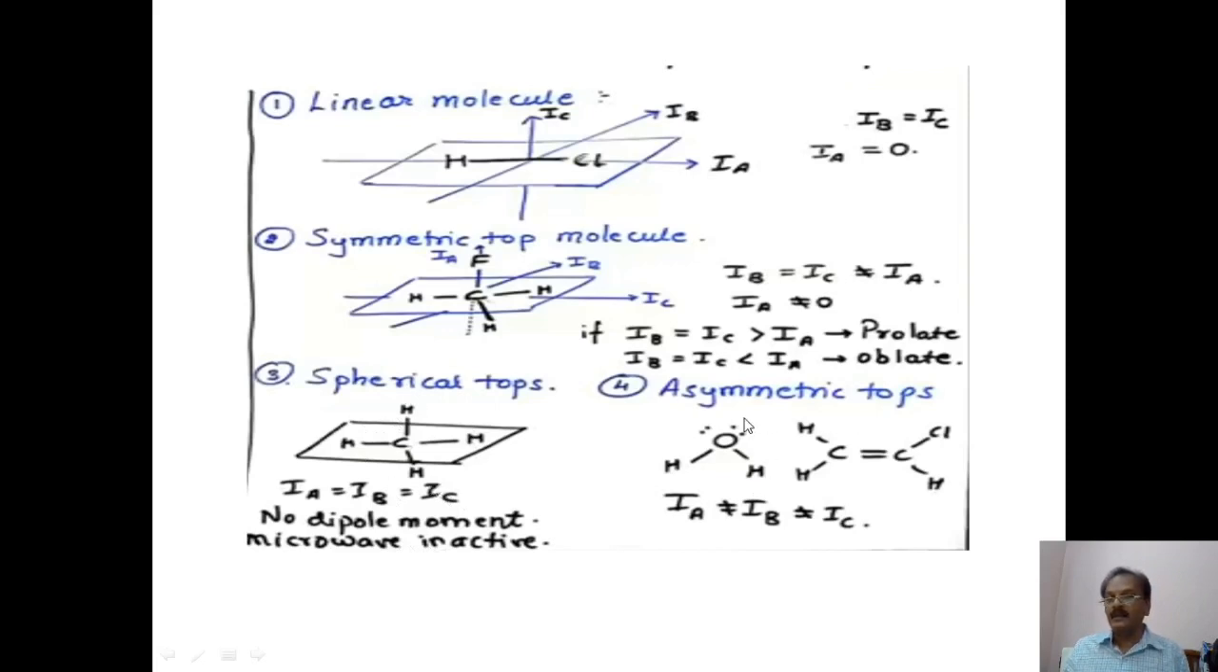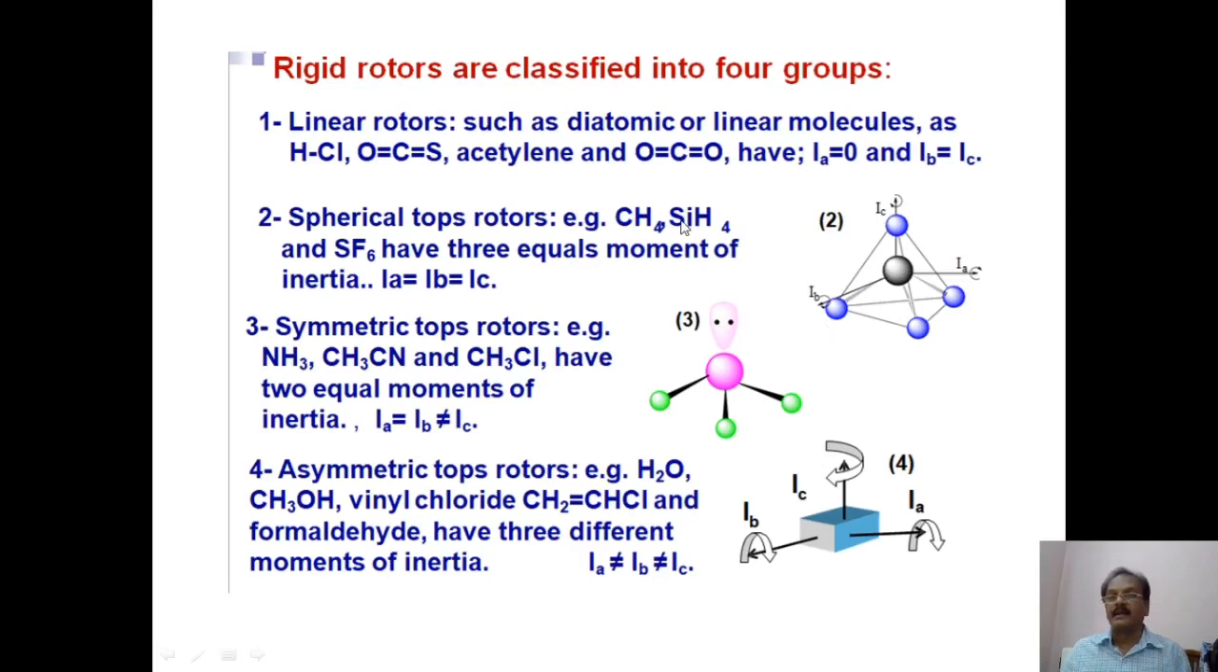And lastly, the asymmetrical top molecule, where IA is not equal to IB, IB is not equal to IC. Such types of rotations are observed by applying a certain moment of inertia. So these are the four types. This is another way of showing them in a colored picture: a spherical top molecule, a symmetrical top molecule, and an asymmetrical top molecule.